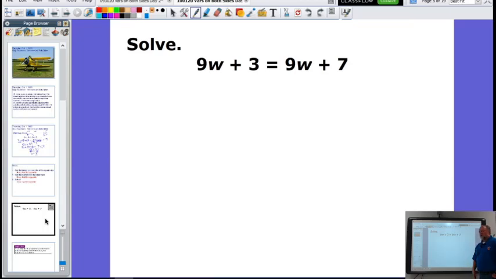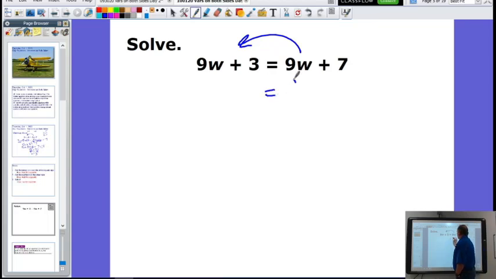Okay, so did you run into any issues? I hope you did, because there are some issues in this problem. Well, we're going to do the same steps that we've been doing. Step number one, get our letters on one side. So I'm going to move this 9w over to be with this other 9w. That right there should have been the first sign that something was going to be crazy.